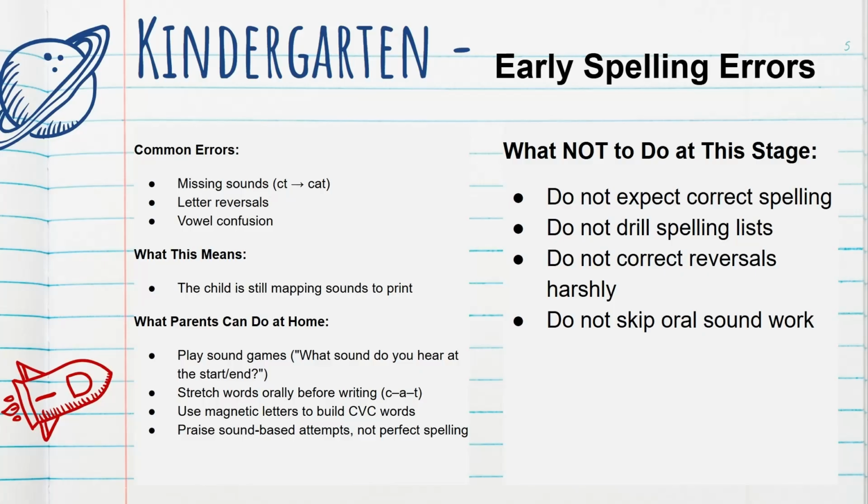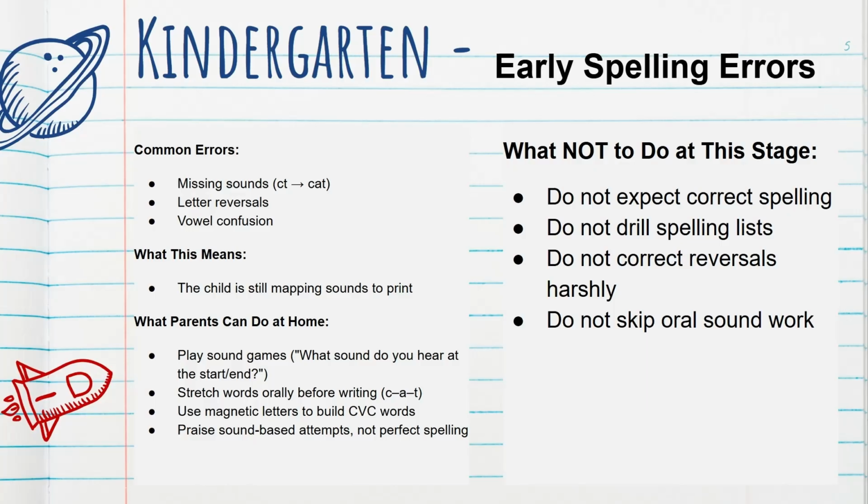Like, let's say you're writing a list before you go grocery shopping. You can model, oh yeah, I need to get some milk. That's right. How do I spell milk? M, I, L, K. That's right. MILK is milk. Also, you can use magnetic letters to build CVC words. There are some at the Dollar Tree. You can get some really affordable ones at the store. It's whatever you prefer. Also, you want to praise sound based attempts, not perfect attempts. So, any attempt that's made, you want to praise them for trying and thinking.